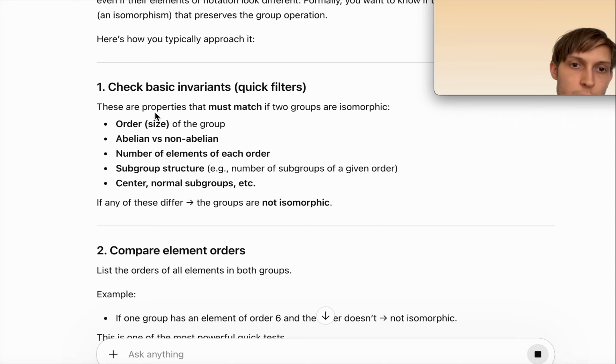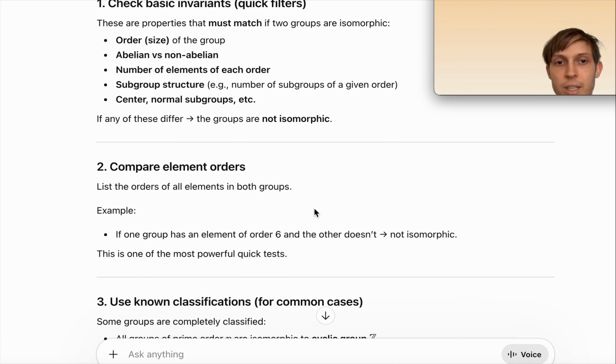The order, or size, of the group should be the same, and we should also check whether the groups considered are abelian or not abelian, commutative or not commutative. Then the number of elements of each order, and the subgroup structure: number of subgroups of some order, normal subgroups, and so on. If any of these things are different, then they're not isomorphic, because the structure has to be identical between isomorphic groups. So that's interesting. We can check any of these things, and we must make sure that they work out the same.